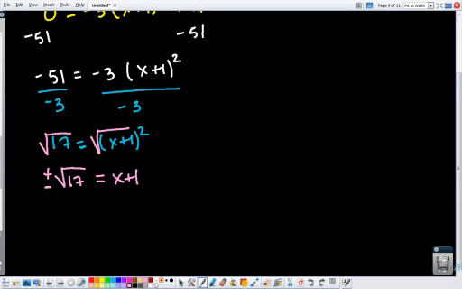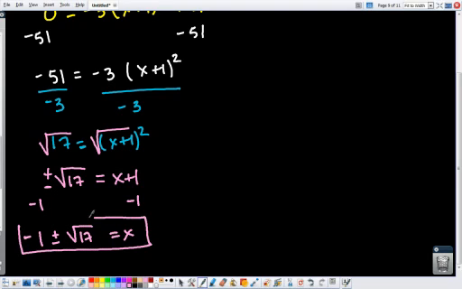Now, we're going to subtract 1 from both sides. So we have negative 1 plus or minus the square root of 17. And that is as simplified as we can get. So, that is how you go from vertex form to factored form.